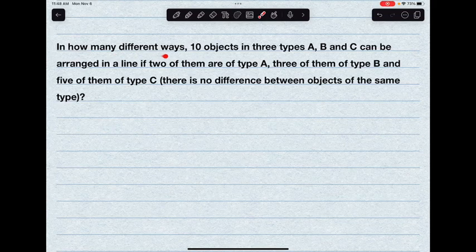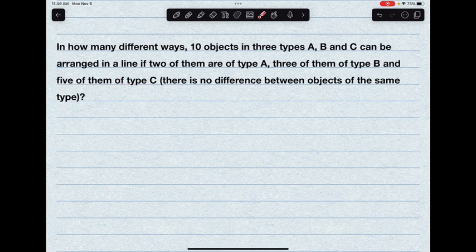In how many different ways can 10 objects of 3 types A, B, and C be arranged in a line if 2 of them are of type A, 3 of type B, and 5 of type C? And we know there is no difference between objects of the same type. So the 2 objects of type A are exactly the same, like 2 books with the same title, and we have 3 of type B and 5 of type C.